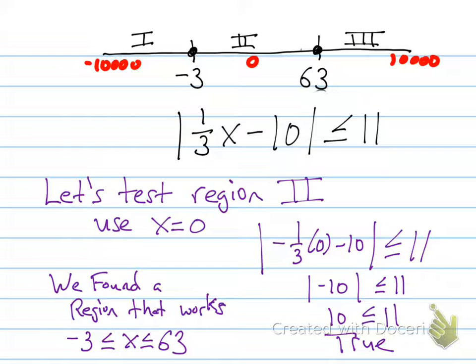Let's test region 2. For region 2, I'm going to use 0. So x equals 0. I'm going to put x equals 0 in. That's going to give me the absolute value of negative 10. That's why we say zeros are hero. Anything times 0 is 0. So the absolute value of negative 10 is 10, which is indeed less than 11. So this is true. So I actually found a region that worked. This region right here, which I just shaded in blue, that's a working region. Any number I pick here, if I pick negative 2, if I pick 62, they're going to work. So we found a region that works, and those are x's in between negative 3 and 63.